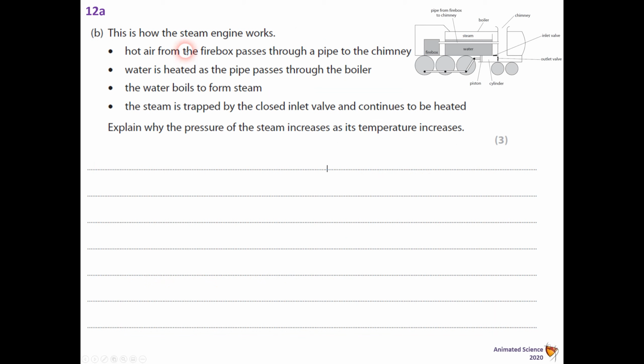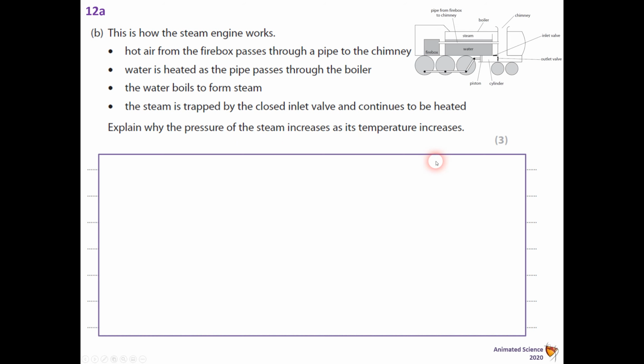Now then, it tells you actually how the steam engine works. So it's not requiring you to have previously thought all about steam engines, although it does help. So it tells you that the hot air from the firebox passes through a pipe to the chimney. Water is heated as the pipe passes through the boiler, and the water boils to form steam, and the steam is trapped by that closed inlet valve and continues to be heated. So we get a pressure increase. So they're asking you for a thing out of year 11, which is explaining why the pressure of the steam increases as its temperature increases.